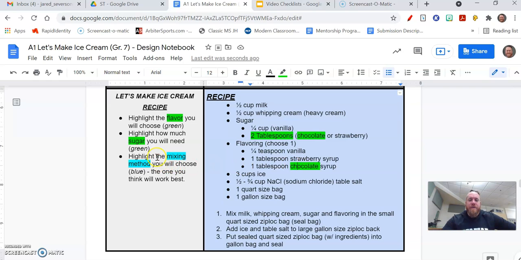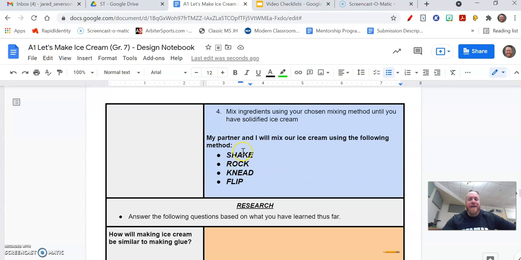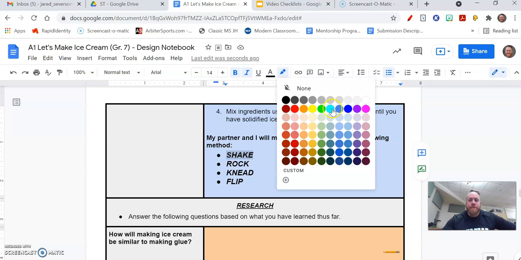Now you need to decide with your partner what mixing method you're going to use. So you need to decide, are you going to shake your ingredients, and that would be the best way to make ice cream? Are you going to rock it kind of back and forth, and that will work? Are you going to knead it, kind of like bread dough where you just squish? Or are you going to flip it, where you just take your ingredients and just keep flipping it over and over? So you're going to decide which one you're going to do. When you decide which one, you're going to highlight that in blue.